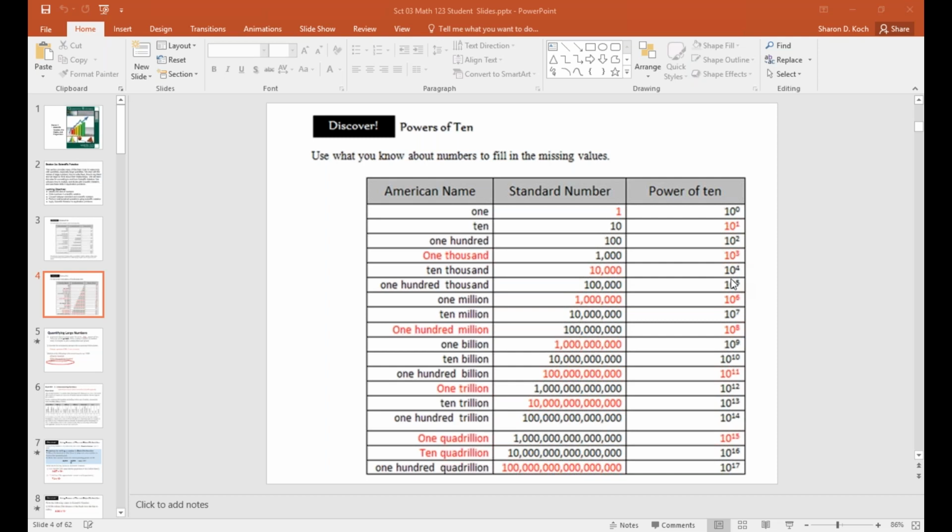Now, the ones that we are going to be using the most often in our class are going to be thousands, and so know that that's 10 to the third. Millions, which is 10 to the sixth.